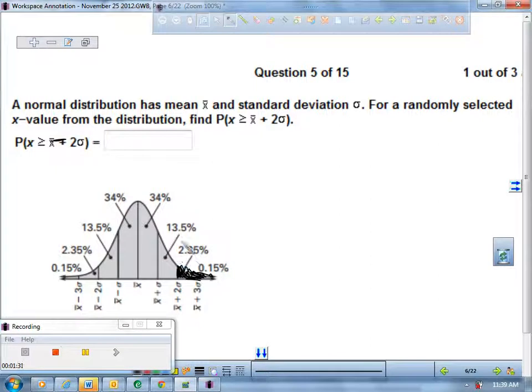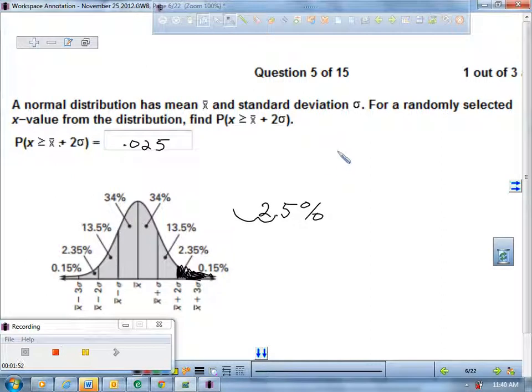So what we'll do is add these together and we end up with 2.5%. Now we're looking at probability, so if we move it over 2 places, it's going to be 0.025. So the probability of picking a value that's greater than 2 standard deviations is not very likely.